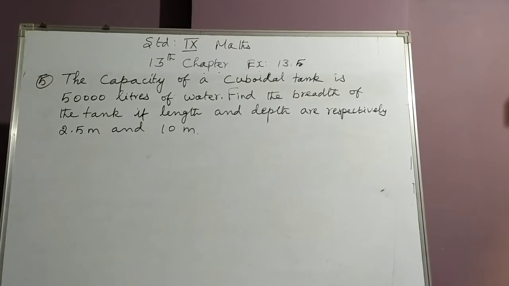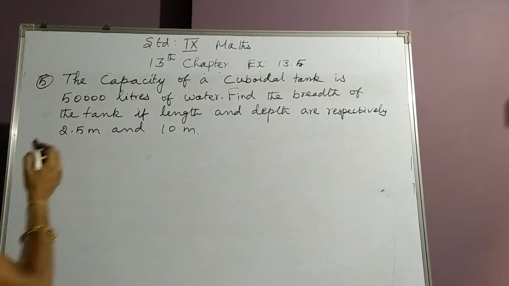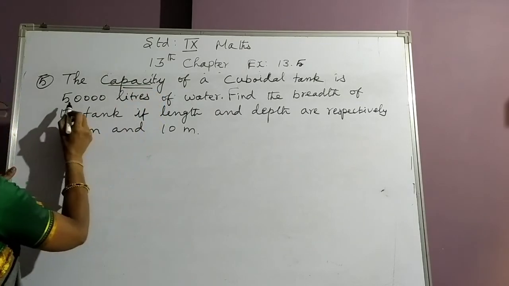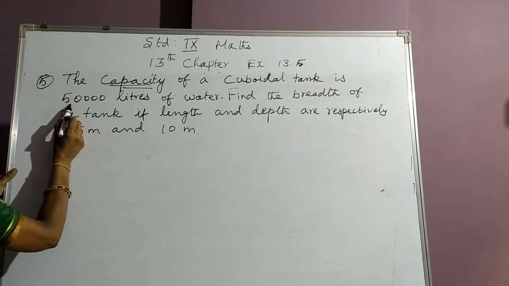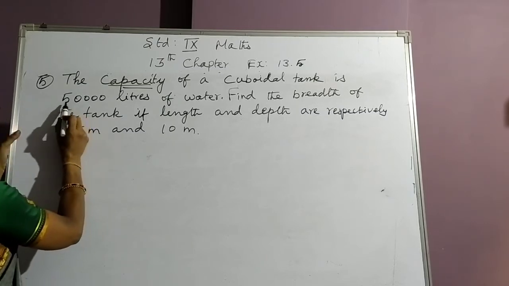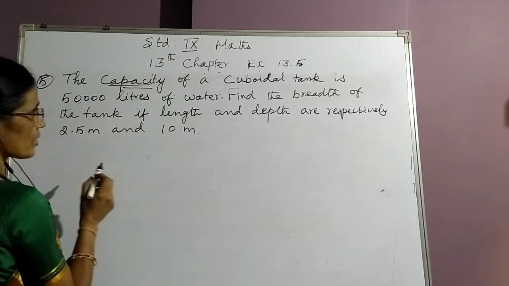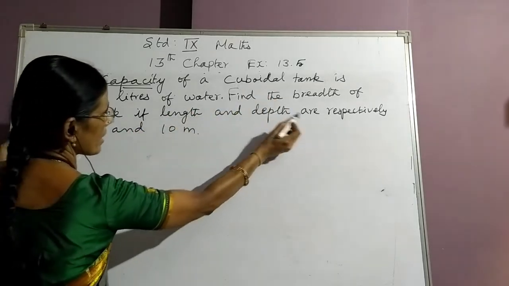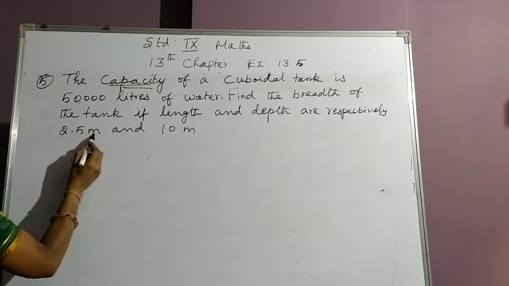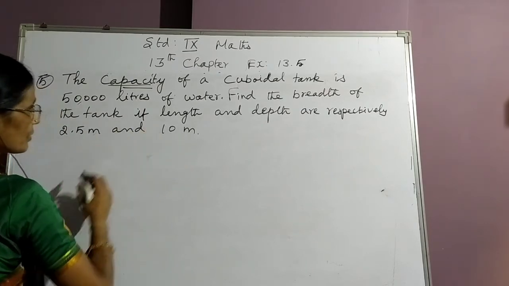Fifth problem is the capacity of a cuboidal tank. The word capacity shows that we are given volume here. Also the unit says that it's volume. So volume equals 50,000 liters. Find the breadth of the tank if length and depth are respectively 2.5 meter and 10 meter.